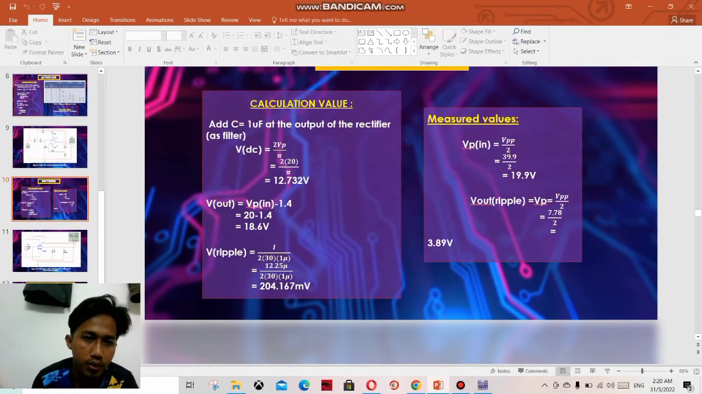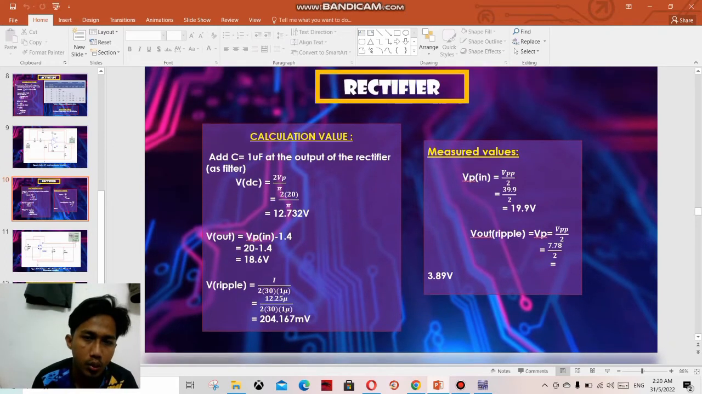My name is Muhammad Irfan Najah. Today I will explain about the full bridge rectifier. So this is the calculation value, theory and measured value. The capacitor we use is 1 microfarad at the output of the rectifier as a filter. This is the formula for VDC, this is the V output and V ripple, and this is the measured value from Multisim.